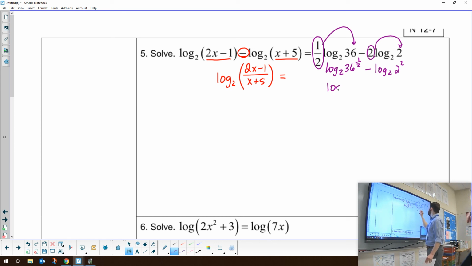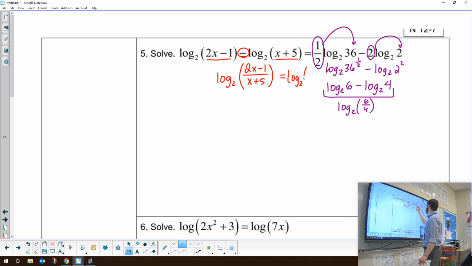So this is actually going to be log base 2 of 6 minus log base 2 of 4. Then I can combine these together. Now that I don't have my logarithms separate, we can just rewrite this as log base 2 of 6 over 4. So that's what I write over here. We're going to get log base 2 of 6 over 4.